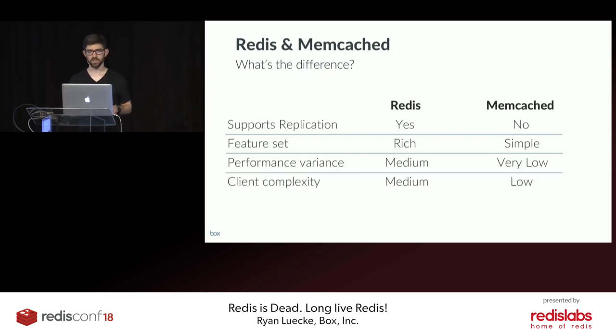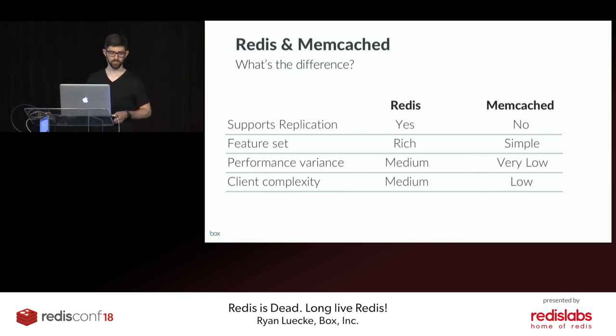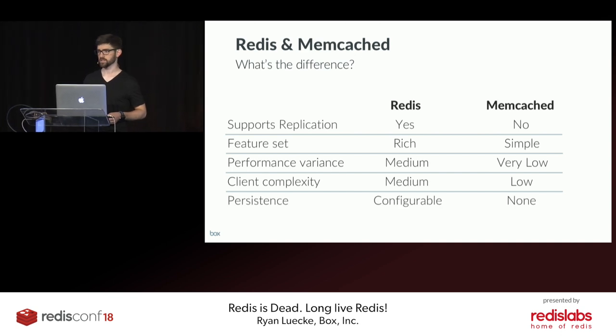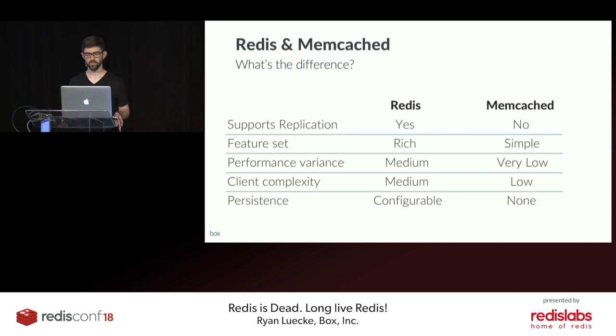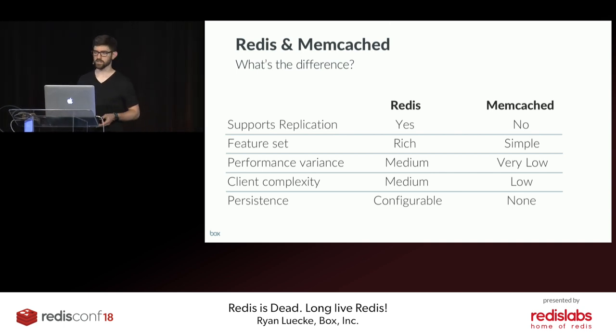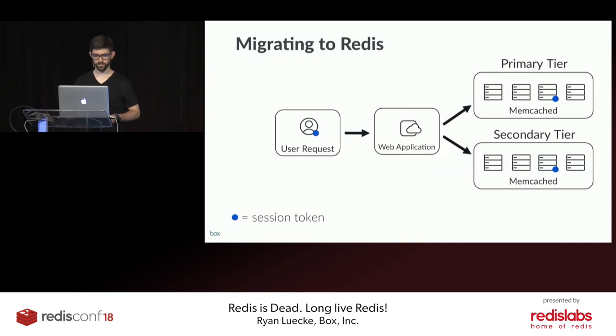Next, the client in Redis can be a little bit more complex, but this is mostly transparent for most developers. The client needs to hold on to a little more state as it's interacting with Redis. With Memcached, the client is very simple. The command set is very simple. And finally, persistence. Memcached has no persistence options. It never writes to disk. Whereas Redis has configurable levels of persistence, which we'll talk about in a bit.